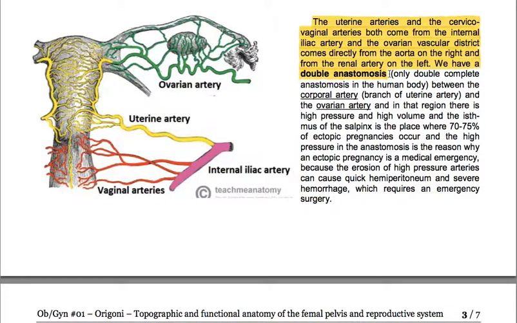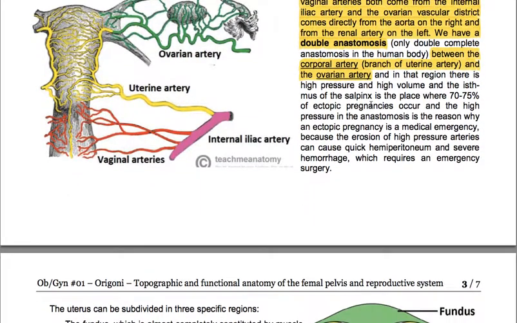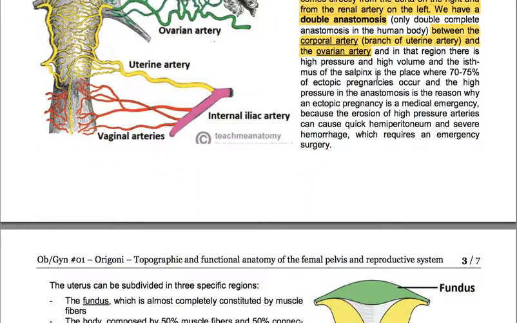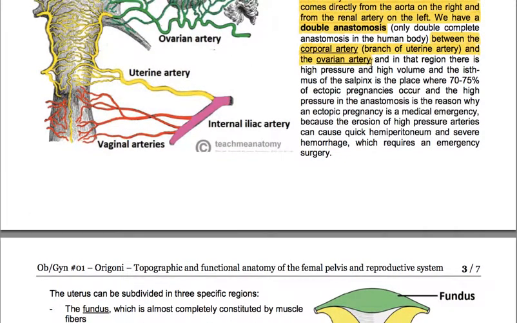We have a double anastomosis between the corporal artery, which is a branch of the uterine artery, and the ovarian artery. And in that region there is high pressure and high volume, and the isthmus of the salpinx is the place where 70–75% of ectopic pregnancies occur. The high pressure in the anastomosis is the reason why an ectopic pregnancy is a medical emergency, because the erosion of high pressure arteries can cause quick hemoperitoneum and severe hemorrhage, which requires an emergency surgery.